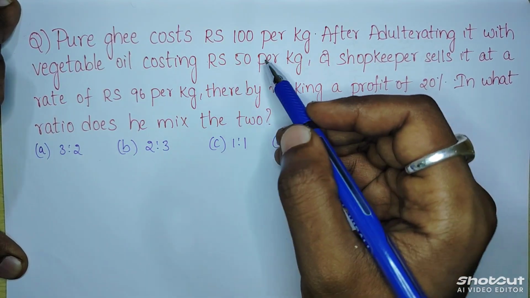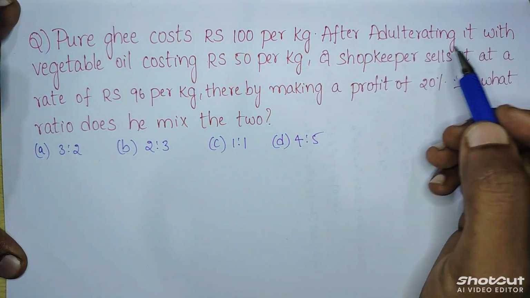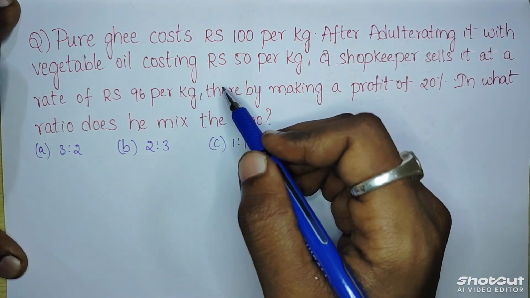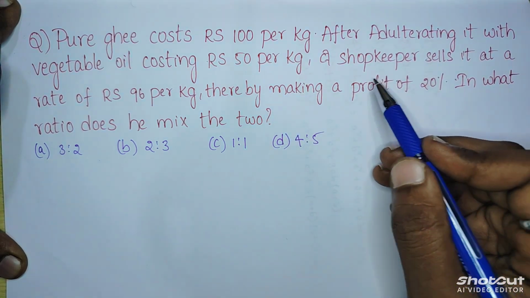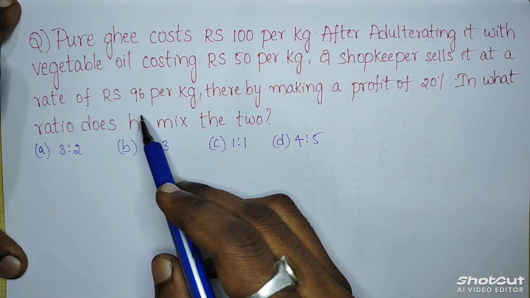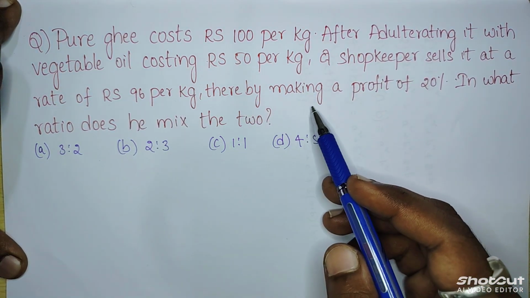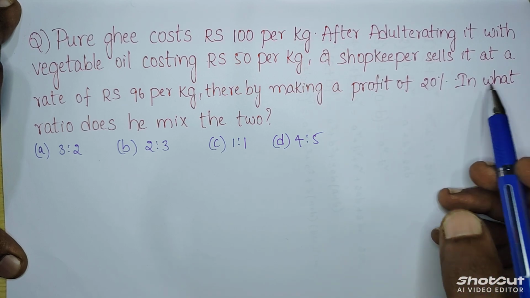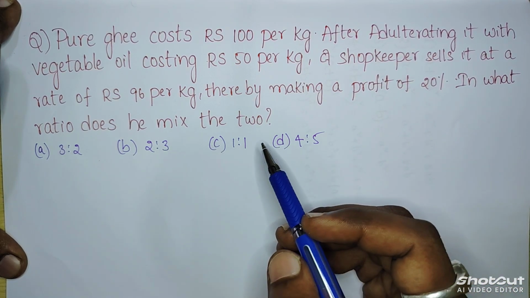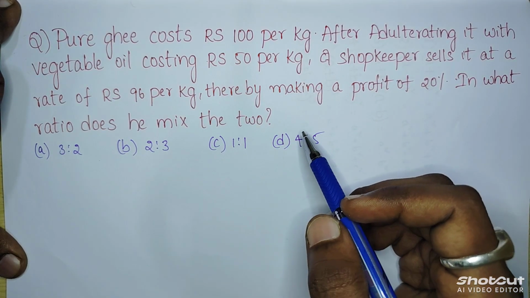Pure ghee costs 100 rupees per kg. After adulterating it with vegetable oil costing 50 rupees per kg, a shopkeeper sells it at a rate of 96 rupees per kg, thereby making a profit of 20%. In what ratio does he mix the two? So let's solve this one.